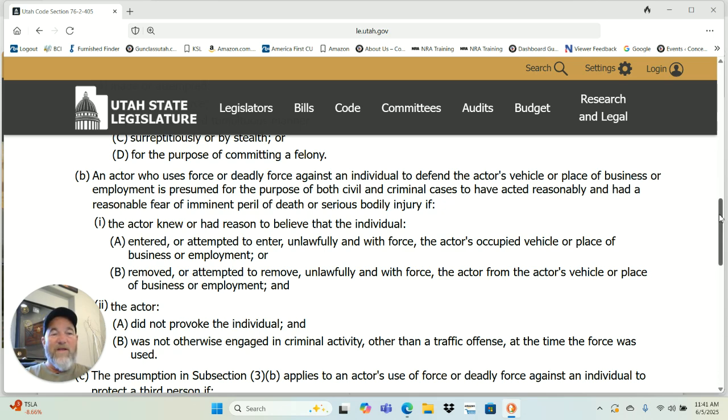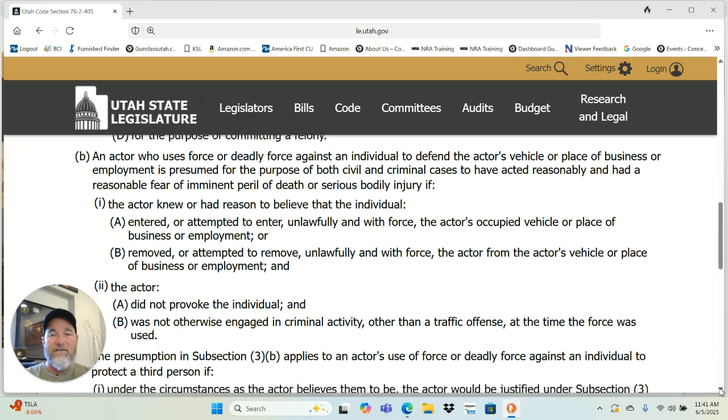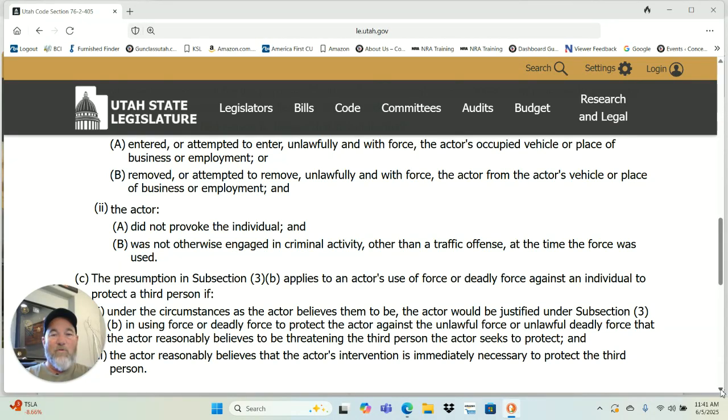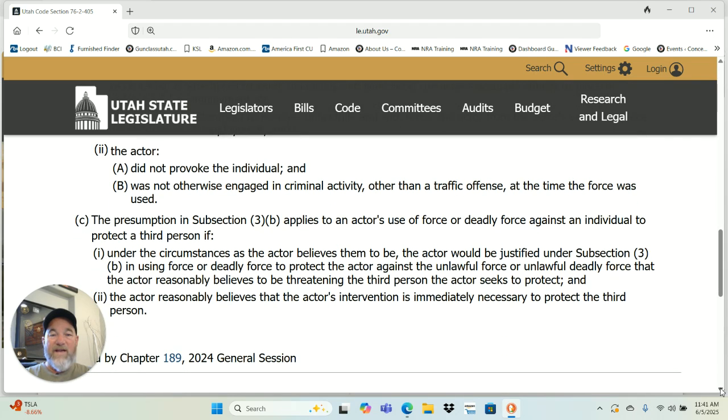The presumption of reasonableness to defend the vehicle, the place of business, or the place of employment for purposes of civil and criminal cases is, if you use the deadly force in the manner that you were instructed to do, as we talked about earlier in this chapter, and the person entered or attempted to enter unlawfully and with force the vehicle, the business, or the employment, or they removed or attempted to remove unlawfully and with force the actor from the actor's vehicle or place of business or employment, and very importantly, you did not provoke the individual, and you were not otherwise engaged in criminal activity other than a traffic offense at the time the force was used.